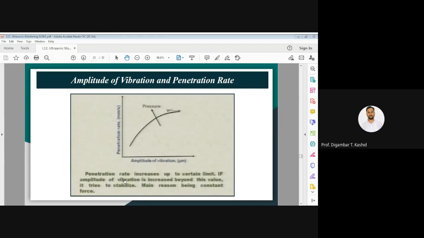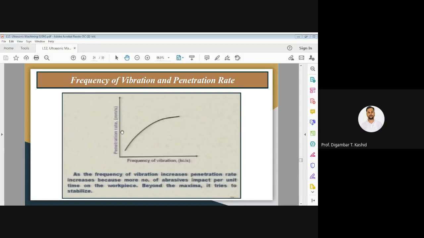Now let us discuss another relationship, that is the frequency of vibration and the penetration rate. As we can see here, as the frequency of vibration increases, the penetration rate also increases, but after a certain value it tries to stabilize. With more abrasive particle impacts per unit time on your workpiece, definitely the rate will increase. And beyond the maximum value it tries to stabilize, as you can see over here.